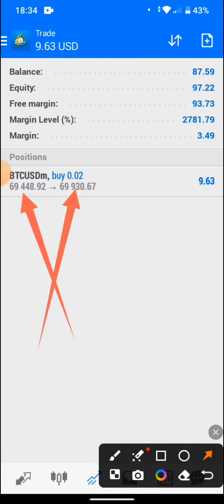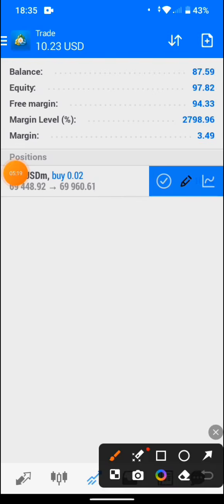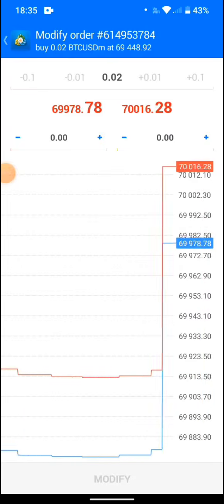So we are saying the price of Bitcoin is going to keep increasing. The current market price here, you can see, is 69,930. So which means what? We entered at 69,448, but now the Bitcoin price has increased to 69,938. So what we basically can do here is take your entry price, slide like this, come to where you are seeing this pencil sign, and type in here.